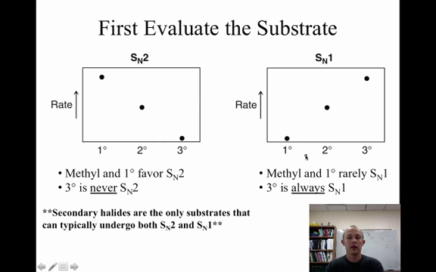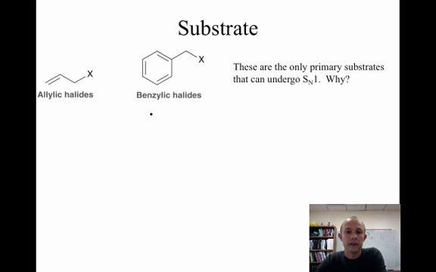In this particular case, notice that as substitution increases, the rate of SN1 increases. So if we have a tertiary halide, like I said before, it can never be SN2, it must be an SN1 reaction. So if you have a tertiary substrate, you know right away it's an SN1 reaction. The only tricky one is secondary halides, because you can see they're in the middle of the pack for both. So secondary substrates can undergo SN2 or SN1. So that's when we'd have to look at other factors.